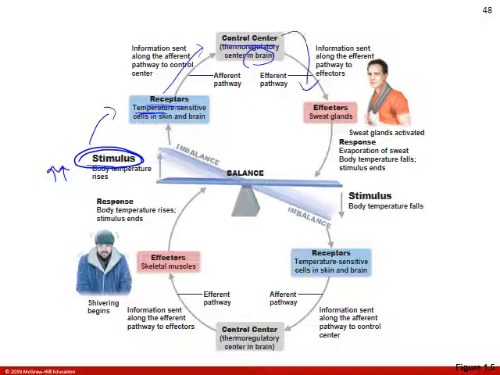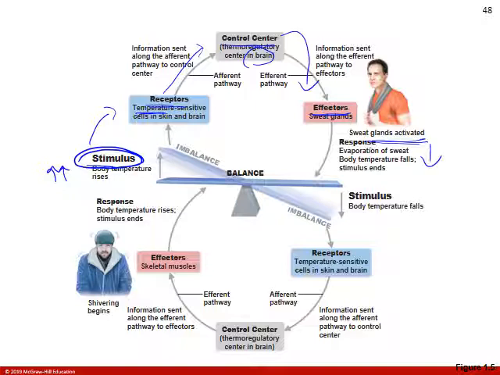Your brain has to send out a response, and it sends out a targeted response to an effector, something that's going to effect change. So you're too hot, the receptors pick up that difference that your body temperature has gone up. We send a message to the brain that says, oh no, I got to do something about it. And it sends a message to your sweat glands, and it tells your sweat glands to activate and start releasing sweat.